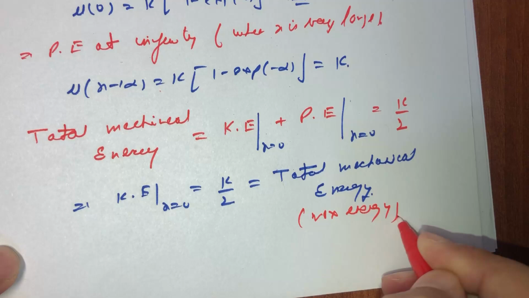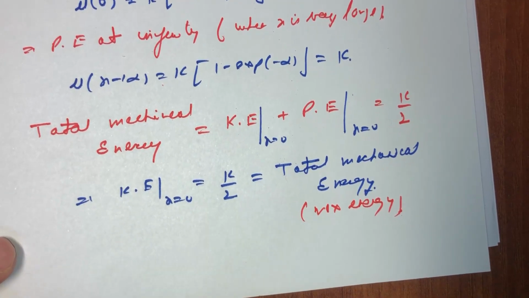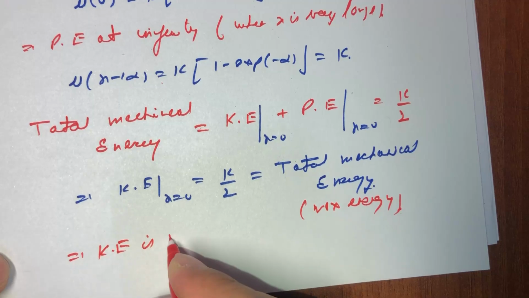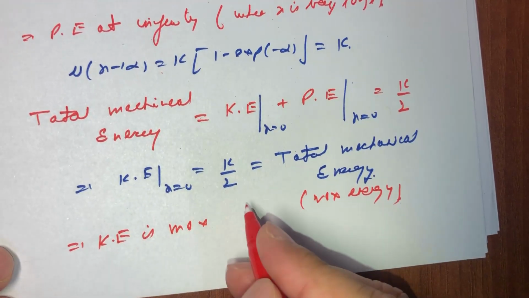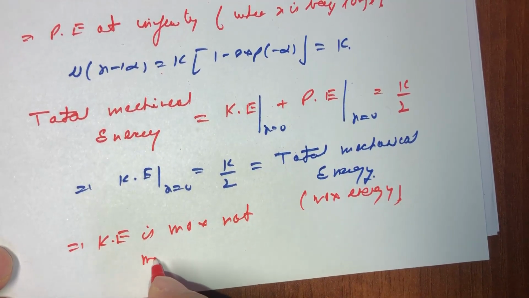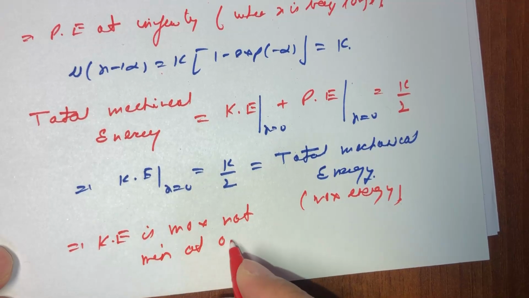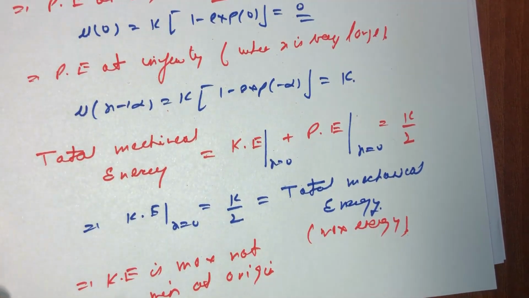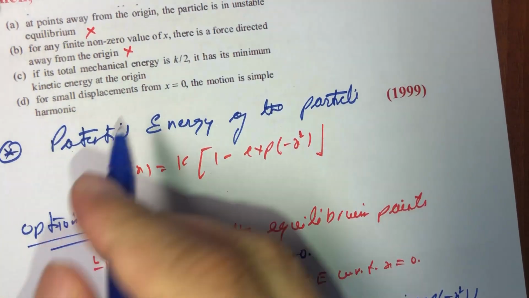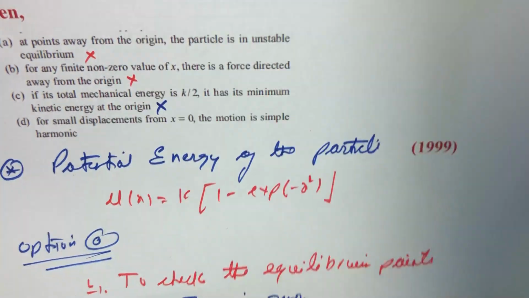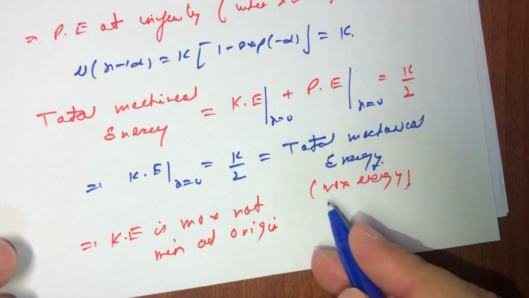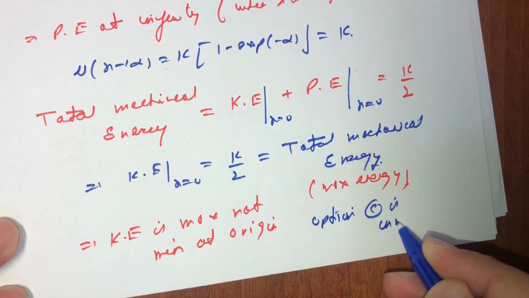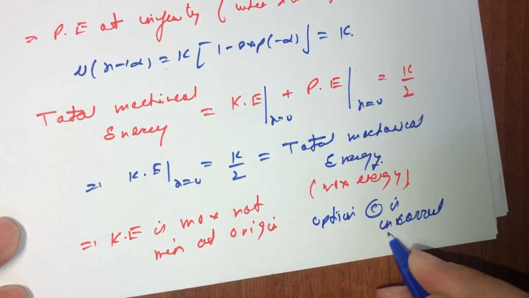Therefore, we can write that the kinetic energy is maximum, not minimum, at the origin. So it means statement C is also incorrect. So option C is incorrect.